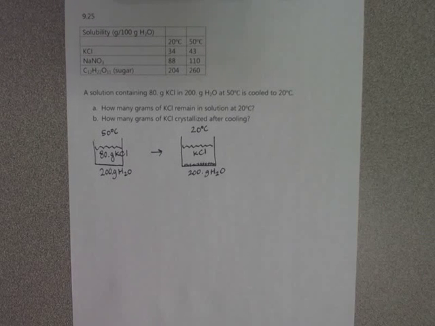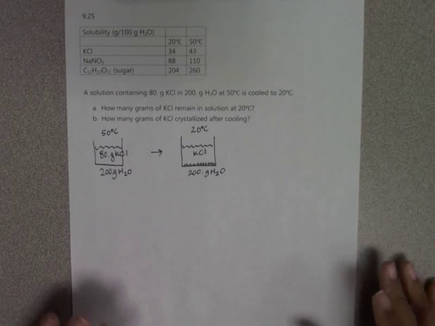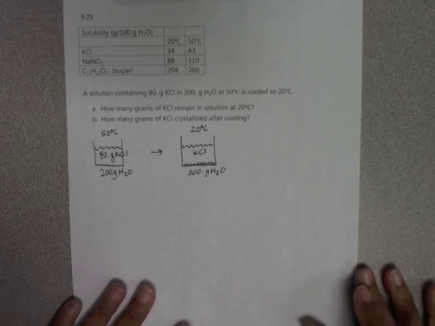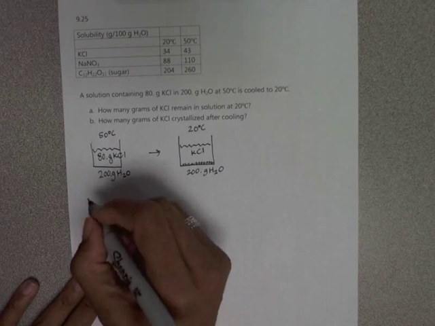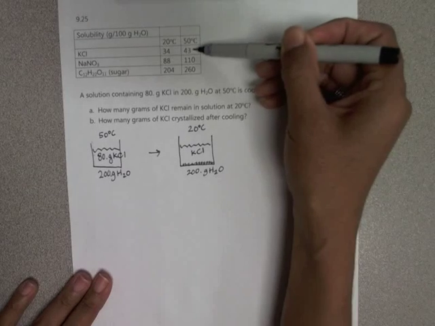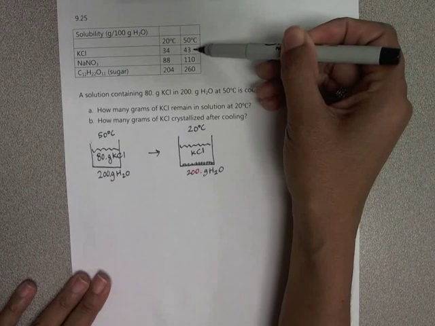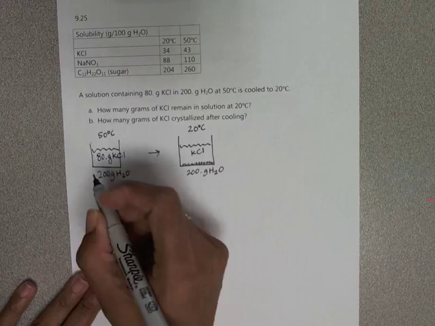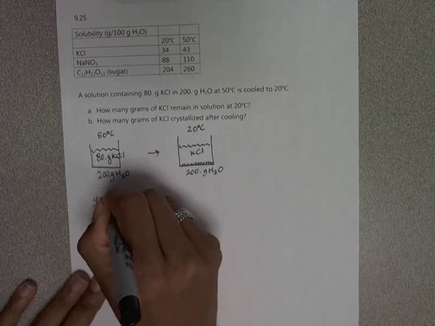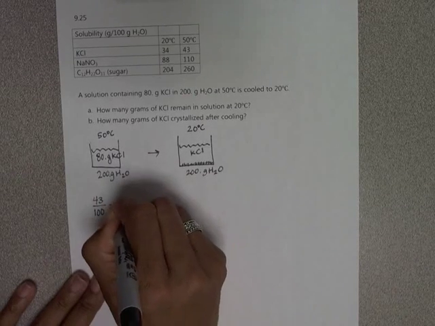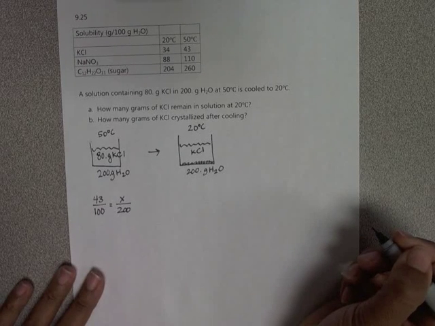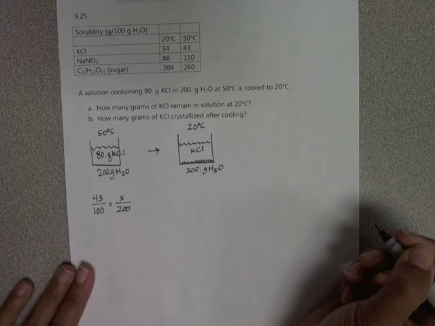So although this isn't necessary to solve the problem, I want to see if my solution is saturated or unsaturated at 50 degrees C. So if I look at 50 degrees C at potassium chloride, in 100 grams of water, I can dissolve 43 grams of potassium chloride. So 43 grams of potassium chloride can be dissolved in 100 grams of water. I have 200 grams of water, and I want to know how much potassium chloride could be dissolved.